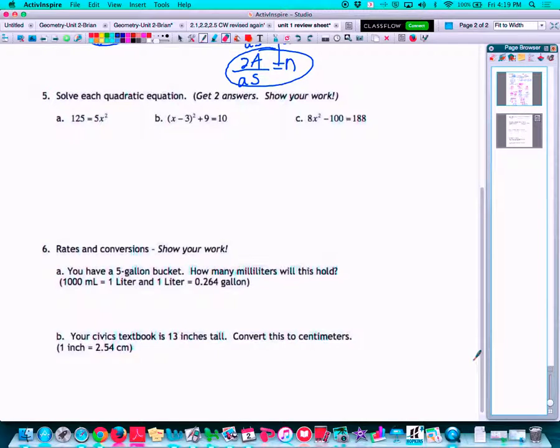Solving quadratic equations. Remember, we use SADMAP on these as well. So we have to undo any subtracting or adding first, but there isn't any. So we move on to undoing dividing or multiplying. This is a 5 times x squared, so we're going to undo it by dividing. 125 divided by 5 is 25. Bring down what's left, x squared.